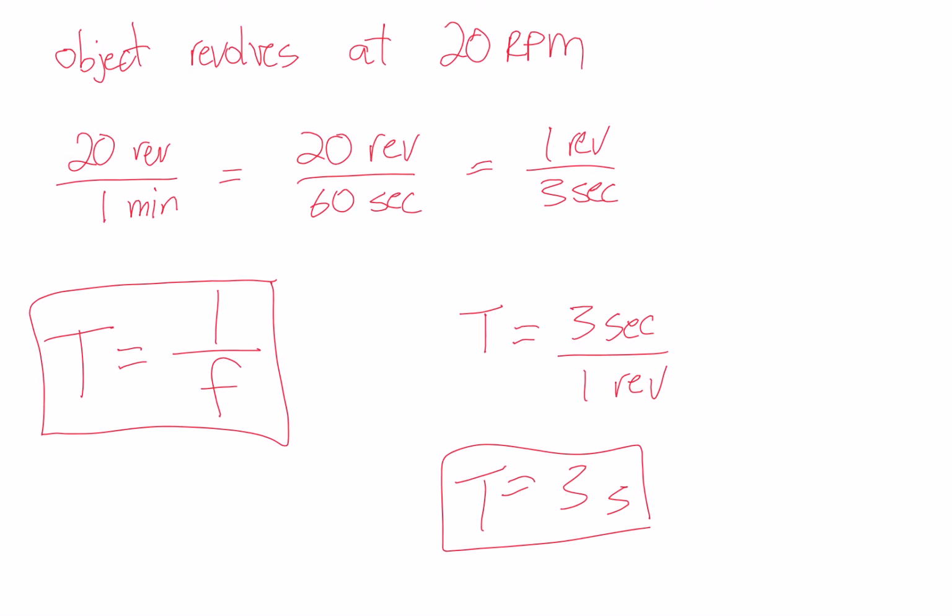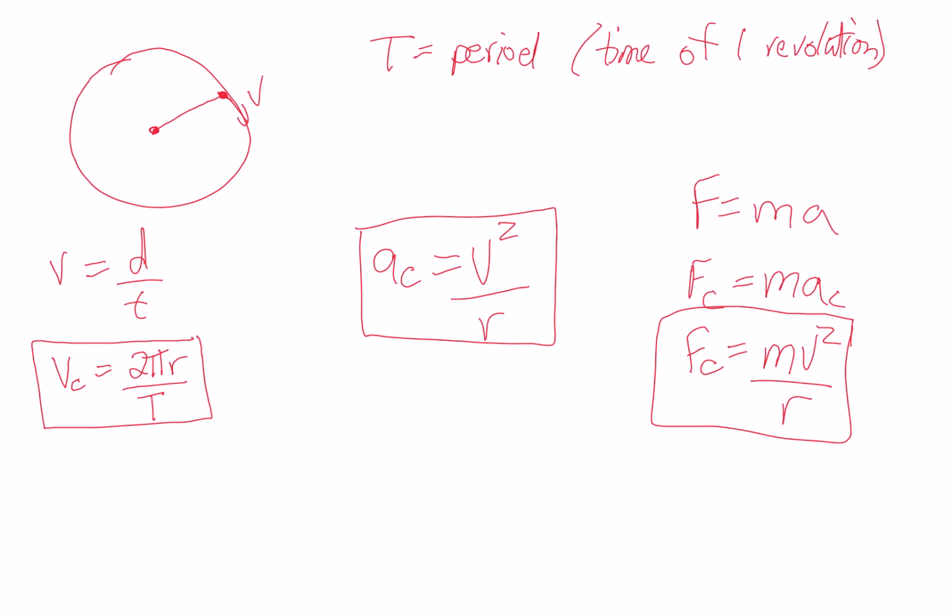Okay, so 20 revolutions per minute means it takes 3 seconds to do 1 revolution. So anytime you get that, just make sure you change it to revolutions per second, and then you just have to flip your fraction to get the correct answer. Okay, so basically that's it for circular motion. So we have our 3 formulas. Sometimes you'll get a question where you might have to do them in order, so you might have to figure out the velocity first, and then from velocity you can figure out acceleration or force, or you might have to get your period first, something like that.